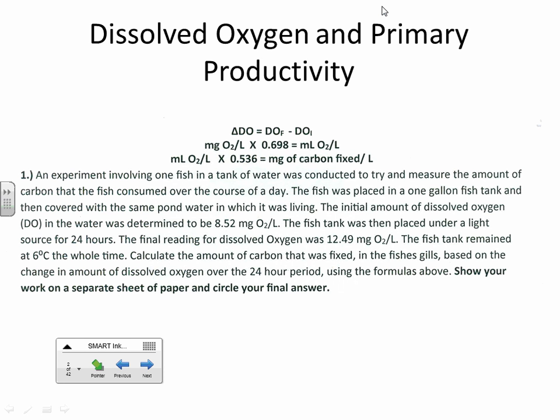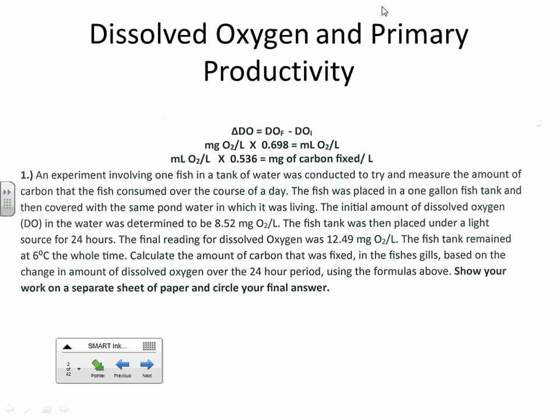Glucose and oxygen gas, right? Those are the things that are getting produced by either plants or algae or some bacteria. Now, we've got several problems that we're going to try to do.